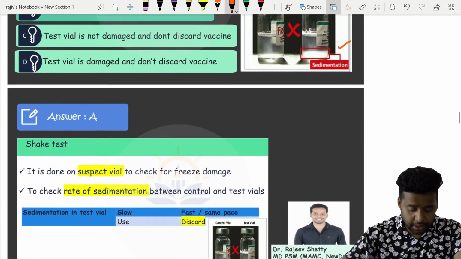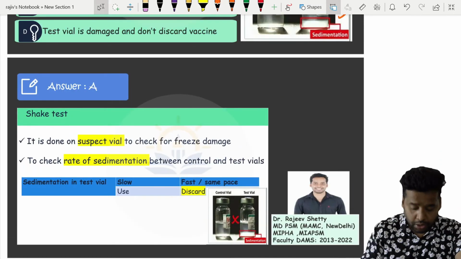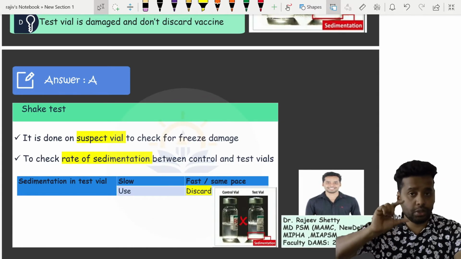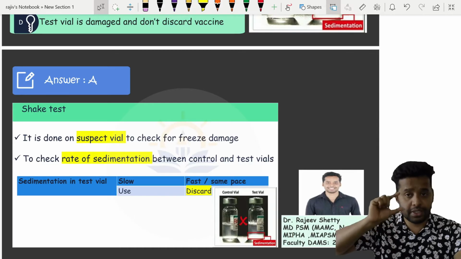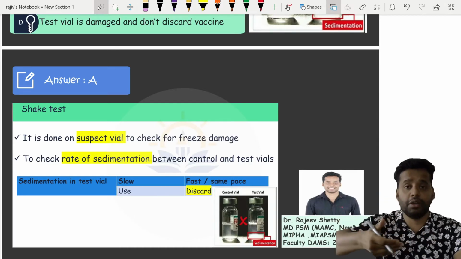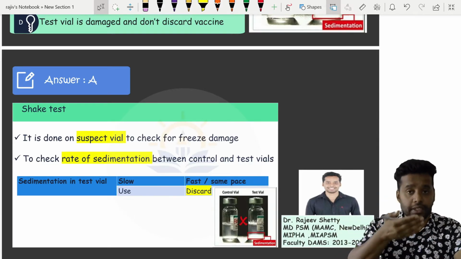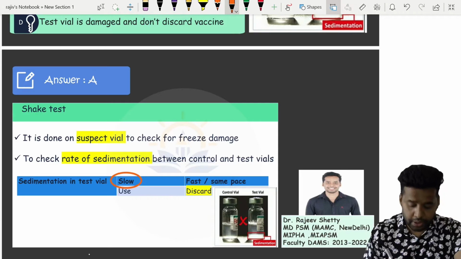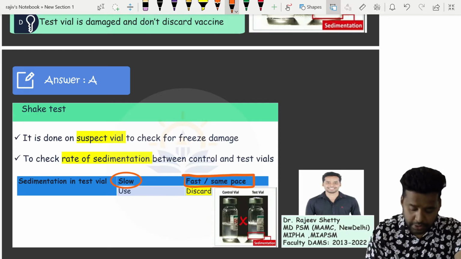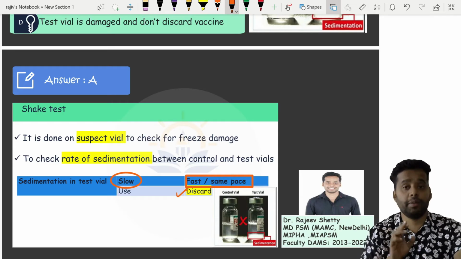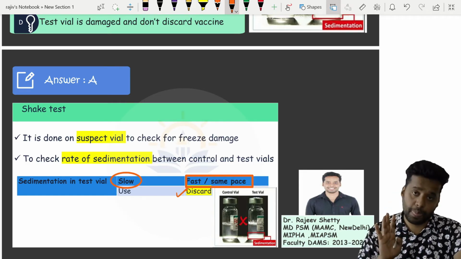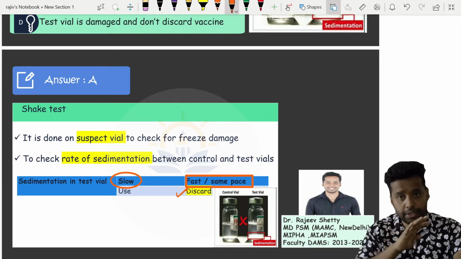Just in a rapid mode, I'll be telling what you are supposed to do in shake test. We take 2 vials, control vial and test vial. We shake it and we keep it on the table. When it is inverted, we check the rate of sedimentation in both the vials. If the rate of sedimentation is slow, use it. If it is fast or at the same rate, the vial is damaged, discard it.